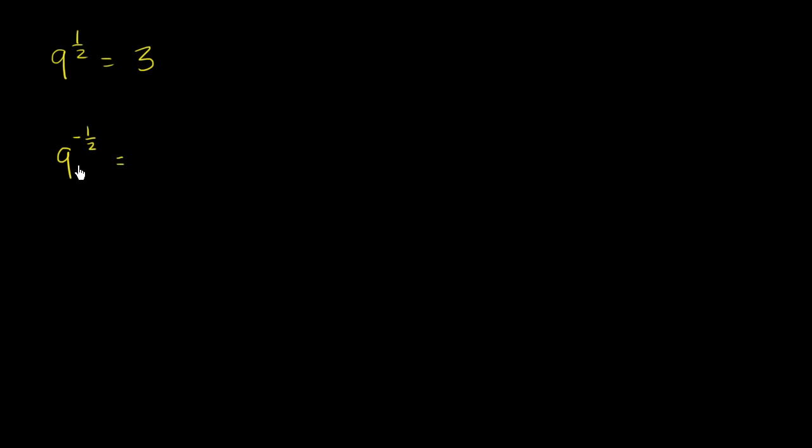That means that this is just going to be 1 over 9 to the 1/2. That's what that negative is the cue for. This is 1 over 9 to the 1/2, and we know that 9 to the 1/2 is equal to 3, so this is just going to be equal to 1/3.